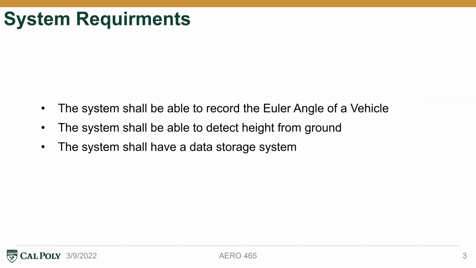And our system requirements would be: the system shall be able to record the Euler angles of a vehicle during flight, so it will be recording roll, pitch, and yaw, and the system shall be able to detect height from the ground, so the user can know how far their aircraft is flying from the ground. And also the system shall have a data storage system, which is essential because we want to know the roll, pitch, and yaw angles after the flight operation. So here we're using an SD card to record everything during the flight.